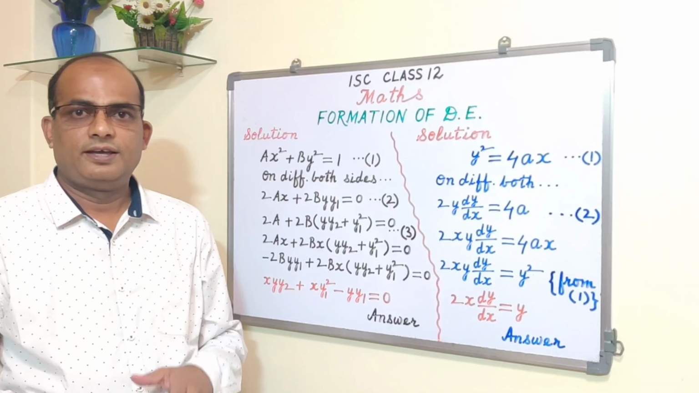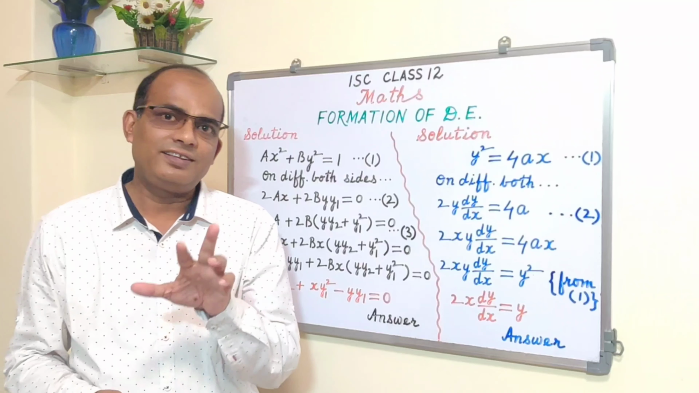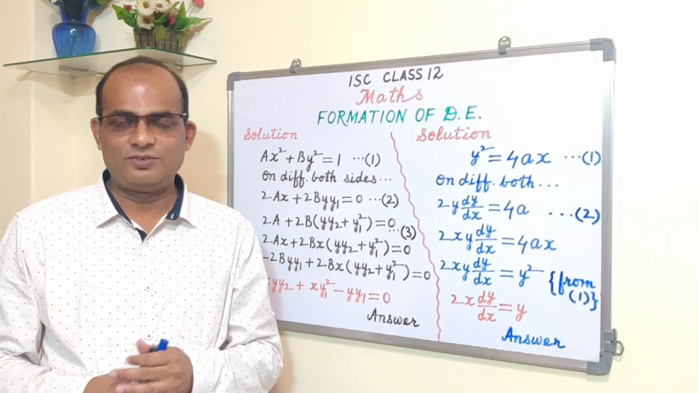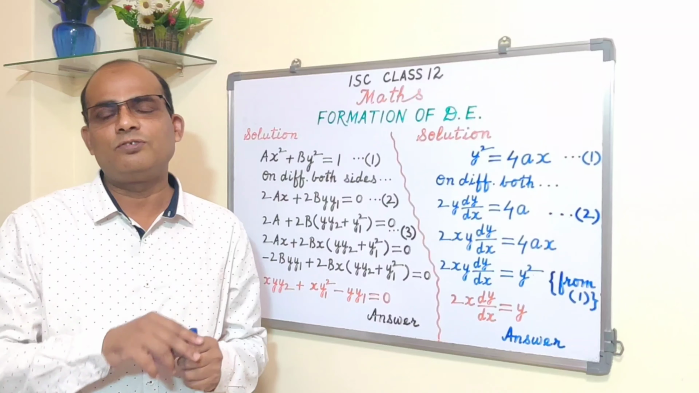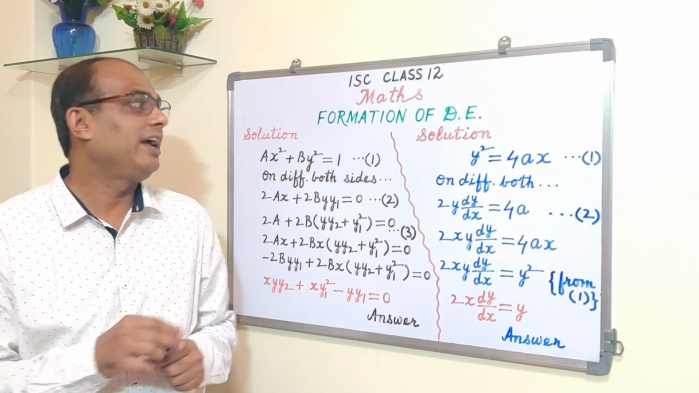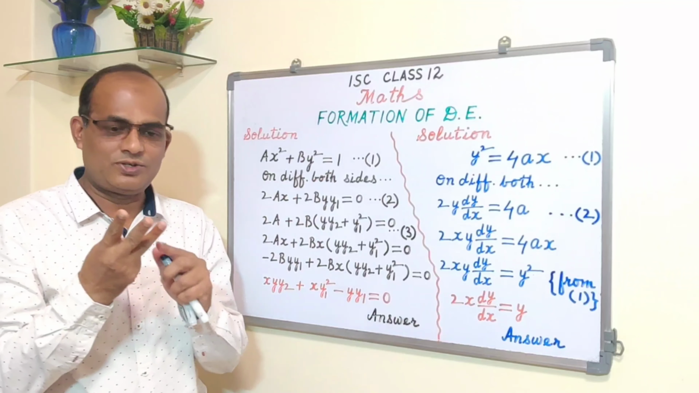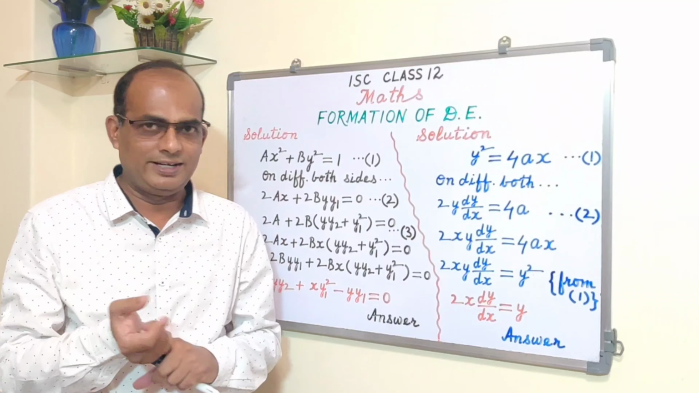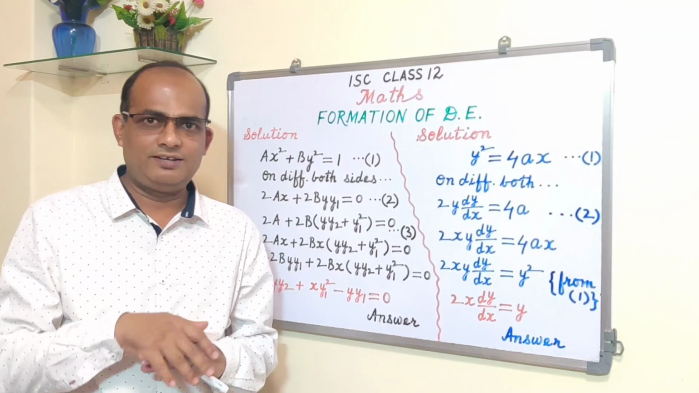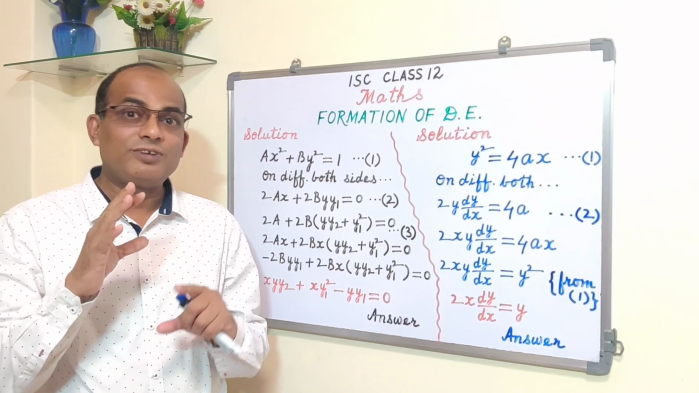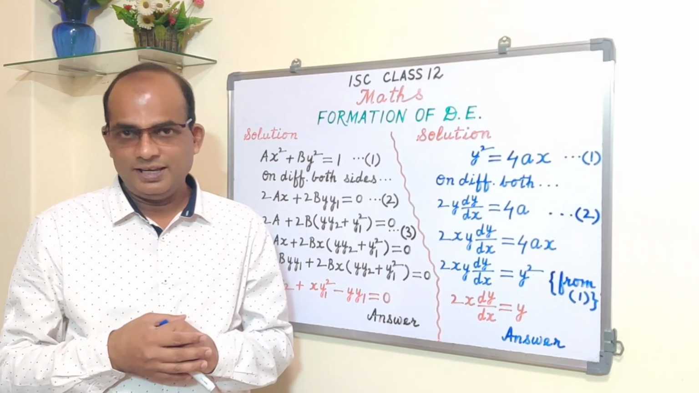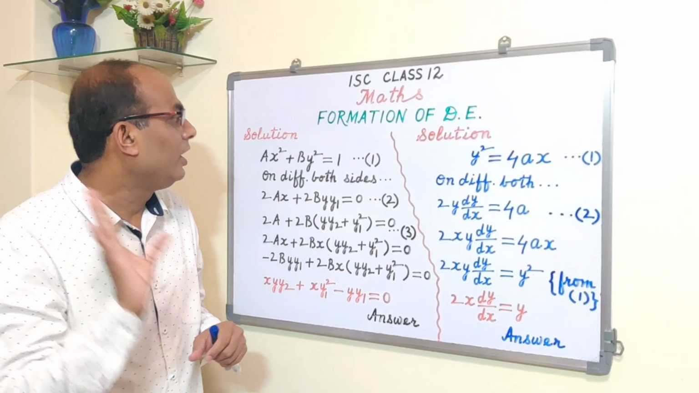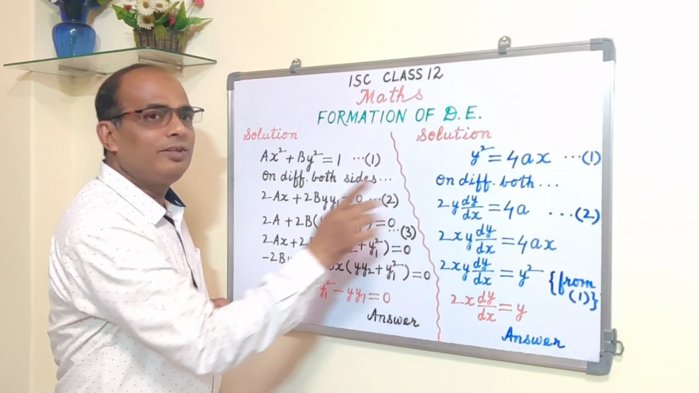Alright, as you can see in the question, there are two arbitrary constants. So you are going to differentiate twice and use the original equation. So you will get a total of 3 equations, and with the help of these 3 equations, we will try to eliminate a and b. And then finally, the equation that we get, which is independent of a and b, will be the answer, the eliminant.